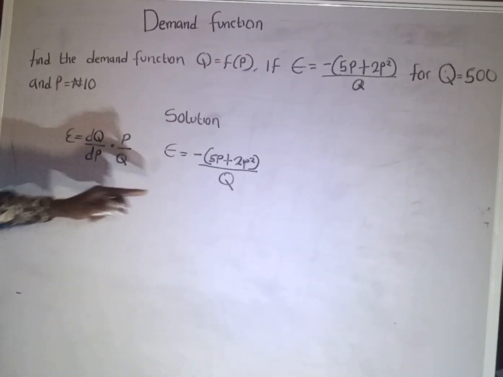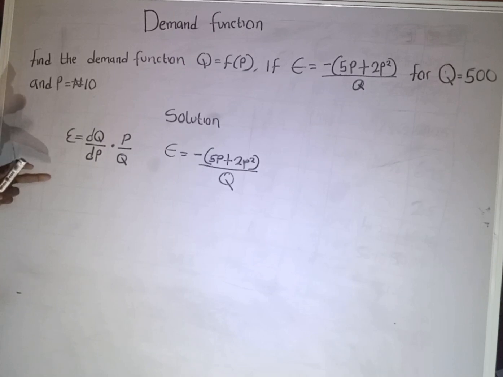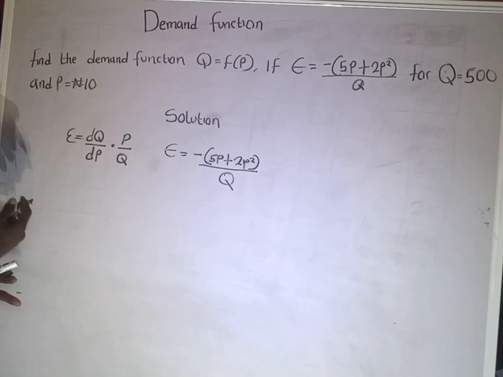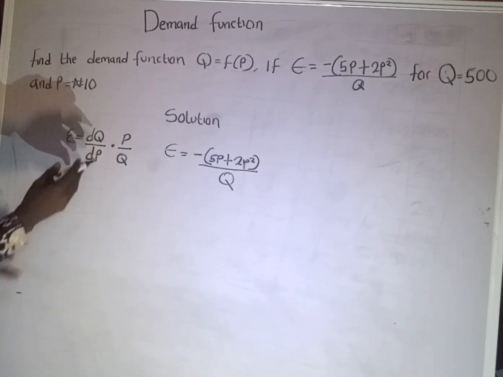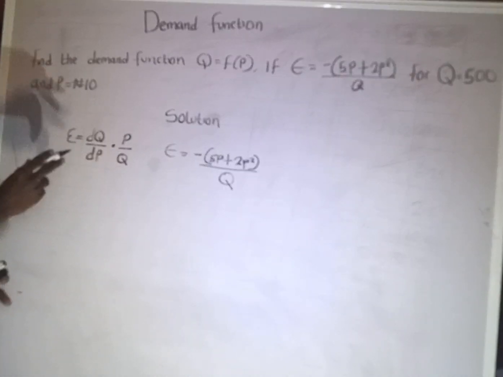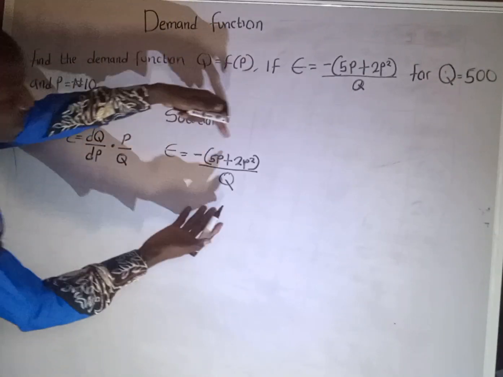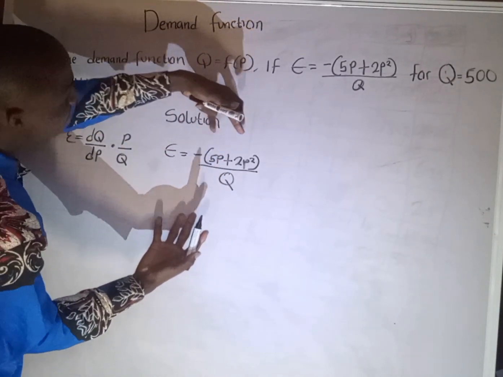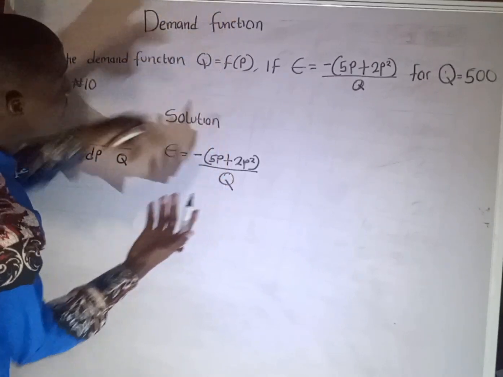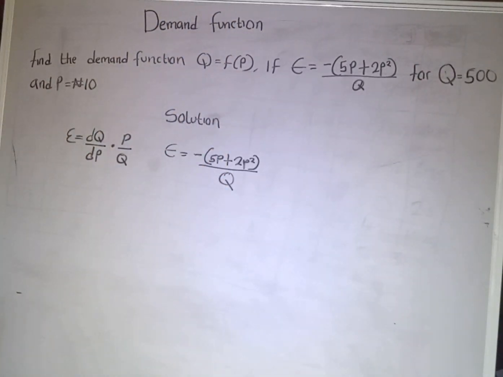Now, this is the elasticity that they gave us in the question, but we know that the formula for elasticity is the change in Q over change in price multiplied by P over Q. This dot means multiplication. Don't forget, it's not a point. So therefore, this does mean multiplication. They gave me that the elasticity of the demand function that I'm told to find is this. The next thing I'm going to be doing is to equate this to this. Do you understand?